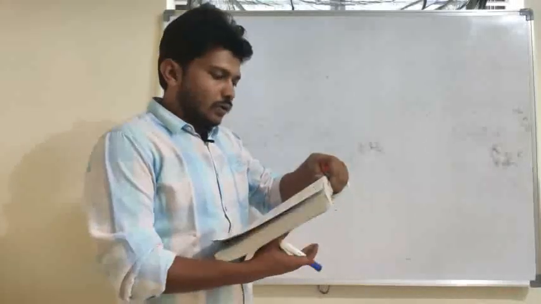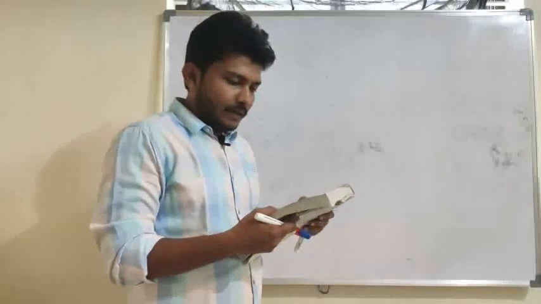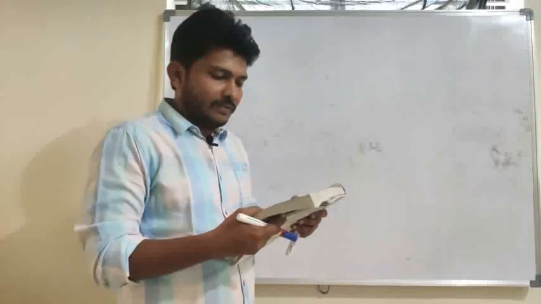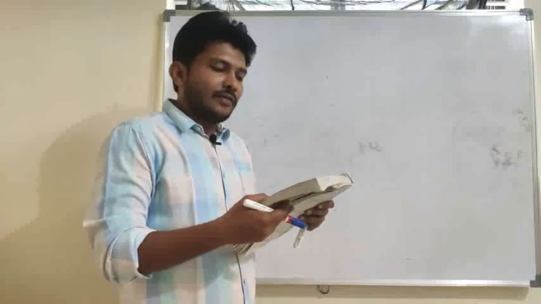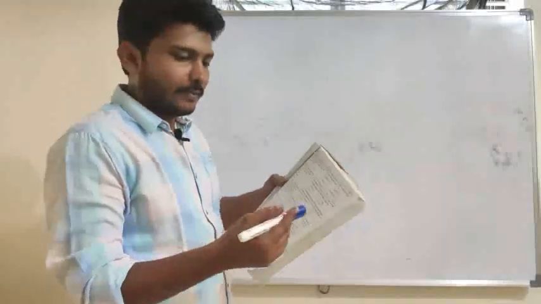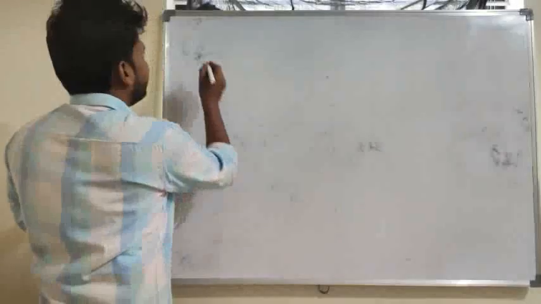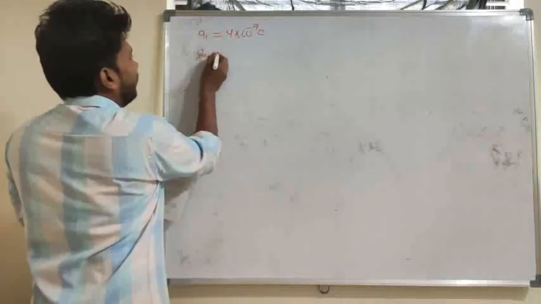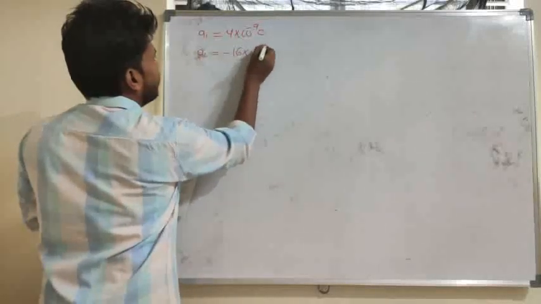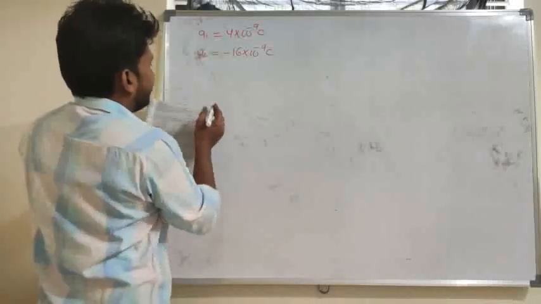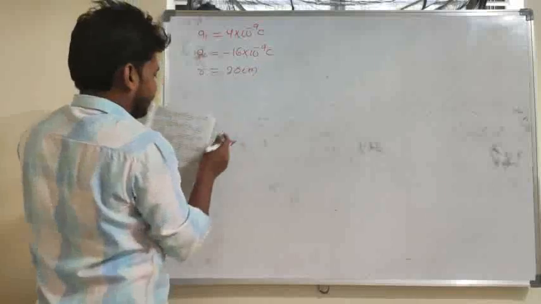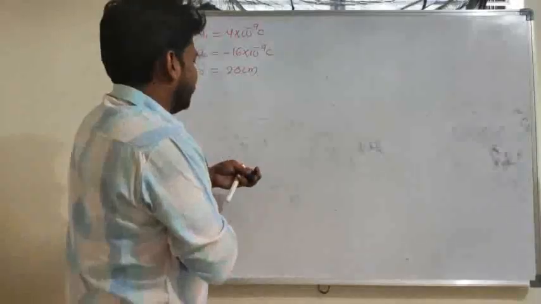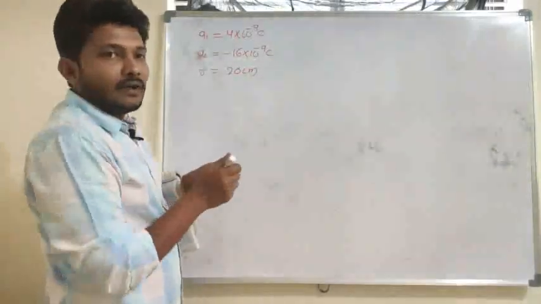Two charges, plus 4 into 10 to the power of minus 9 coulomb and minus 16 into 10 to the power of minus 9 coulomb, are separated by a distance of 20 centimeter in air. Find the neutral point from the small charge. Here they mention two charges: one is 4 into 10 to the power of minus 9 coulomb, another one is minus 16 into 10 to the power of minus 9 coulomb, separated by a distance of 20 centimeter in air. They asked to determine that neutral point from the small charge.